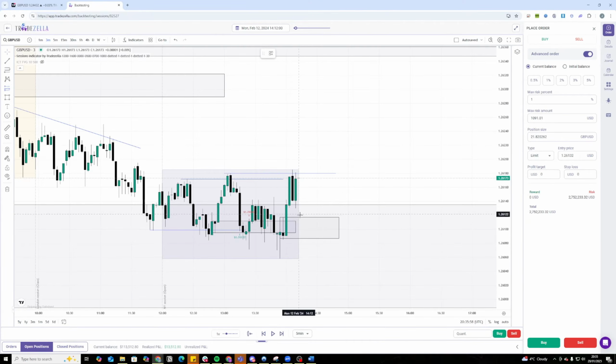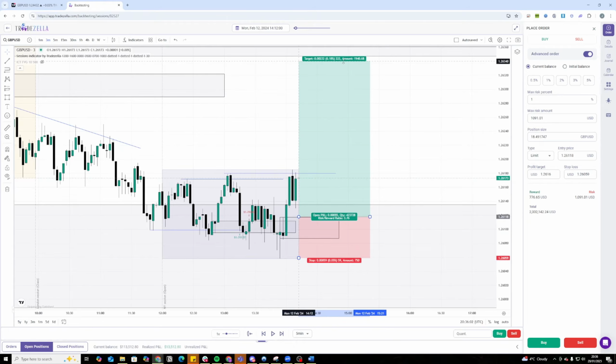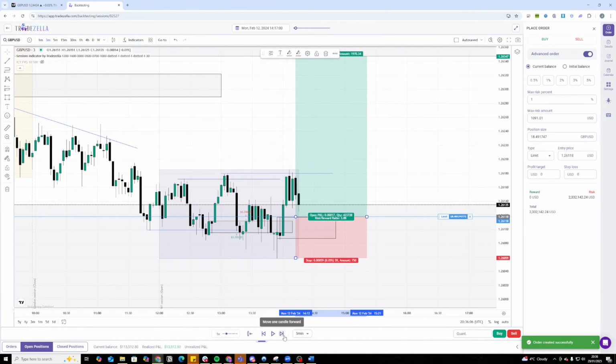Yeah, I would look to take this. I like this. Put my stop loss there, TP saying spot. Maybe we're about to take 2 back-to-back losses. Who knows?